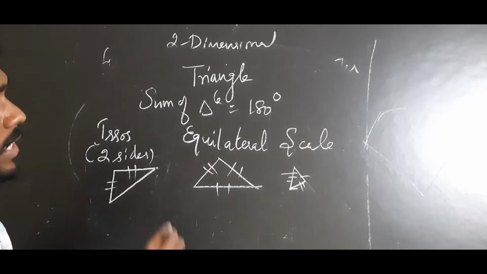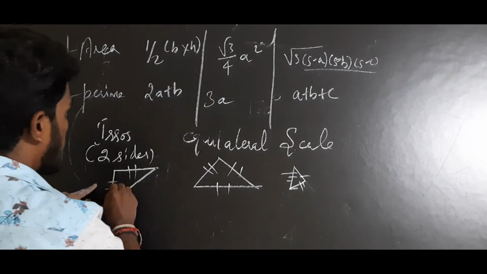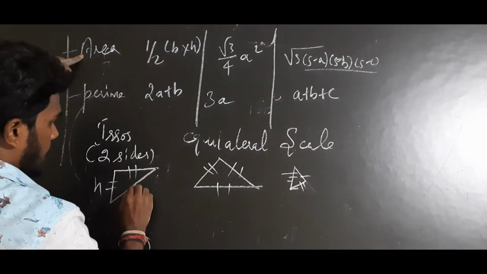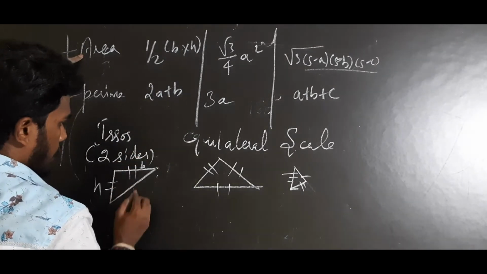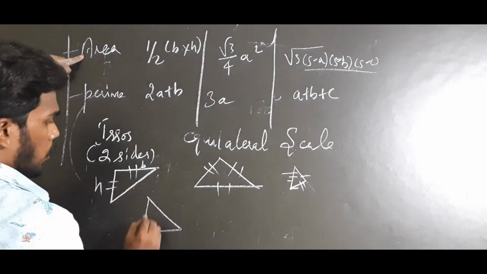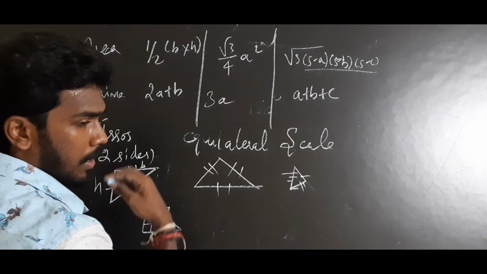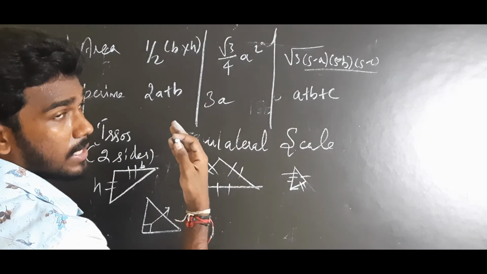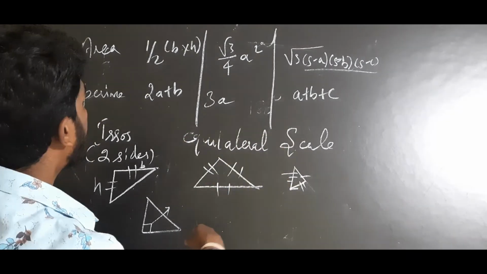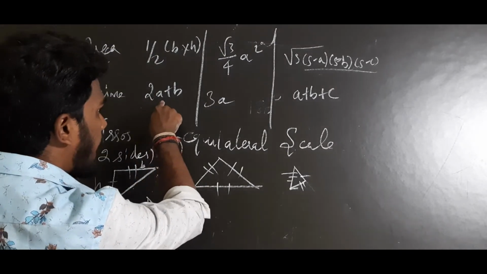So now we'll see the formula calculation for these 3 triangles. Formulas for an isosceles triangle: the area is half base into height. So this part will be the height and this part will be the base. If you consider a right angle triangle, if you have an angle, opposite to that you can find your opposite side. Opposite, hypotenuse and adjacent, I will be discussing later. But to calculate the area of an isosceles triangle, it is half base into height. For the perimeter, it is 2a plus b.